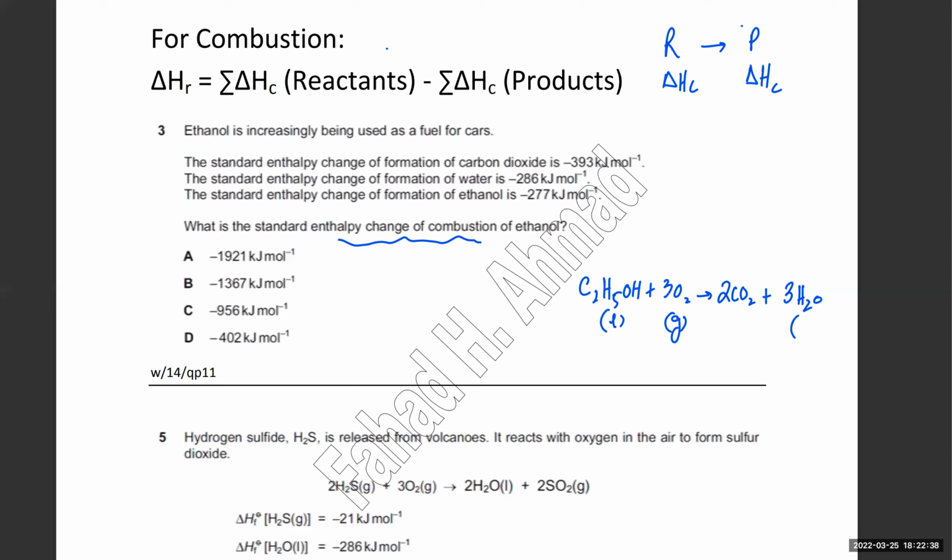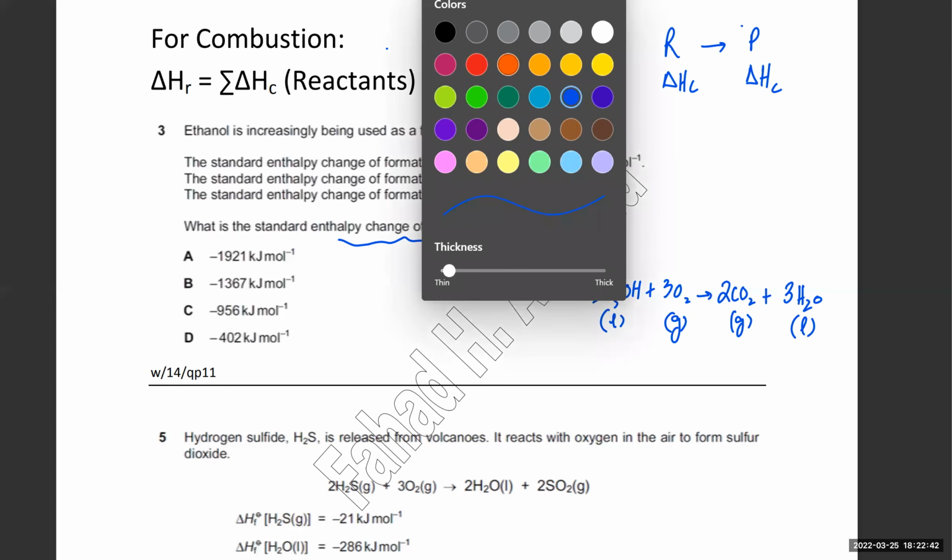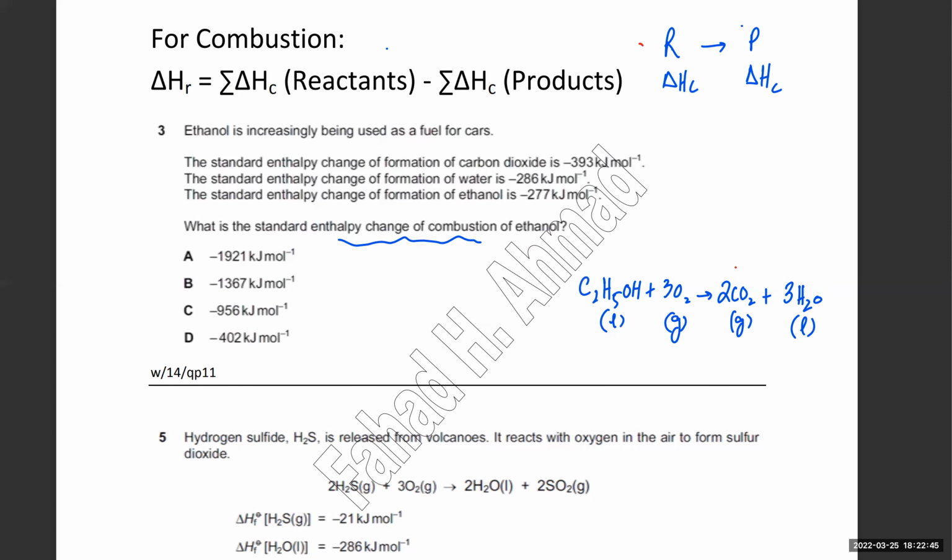So all you have to do is, so what is the data that's given? Are you given the enthalpy of formation of carbon dioxide? That is given. You're given the enthalpy of formation of water. That's given. You're given the enthalpy of formation of ethanol. And remember, the enthalpy of formation of elements is always 0. That data will never be given, but that's going to be 0. So you're given the enthalpy of formation of the products, and you're given the enthalpy of formation of the reactant. So you're going to do product minus reactant.